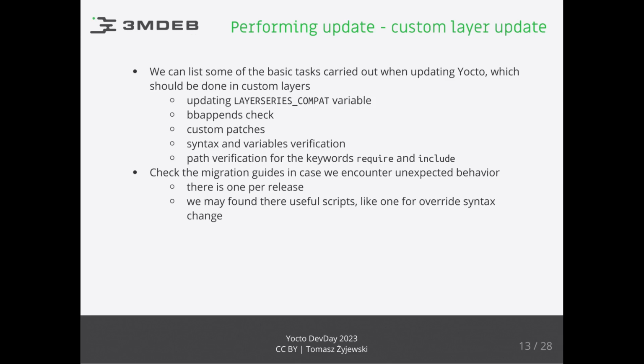Without that, the build cannot be started. Then we will just need to check through the BP appends files that we provide there. For example, maybe in the past we created some BP append that only applies to a specific version, and now the version of that package is increasing, so our BP append may not work anymore. We may have some patches that could already be upstreamed, so those could be removed from our custom layer.